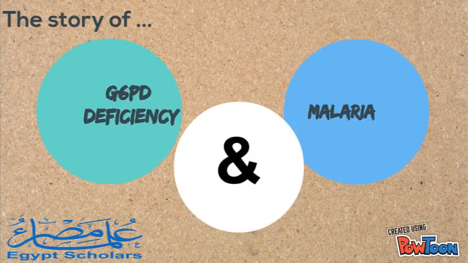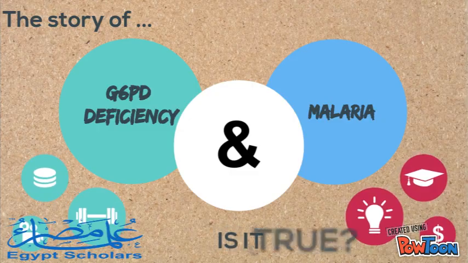The story of G6PD deficiency and malaria. Is it true?